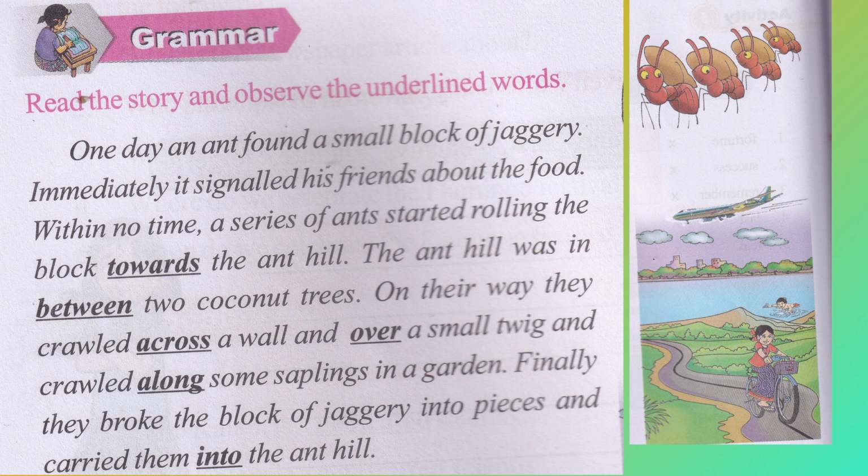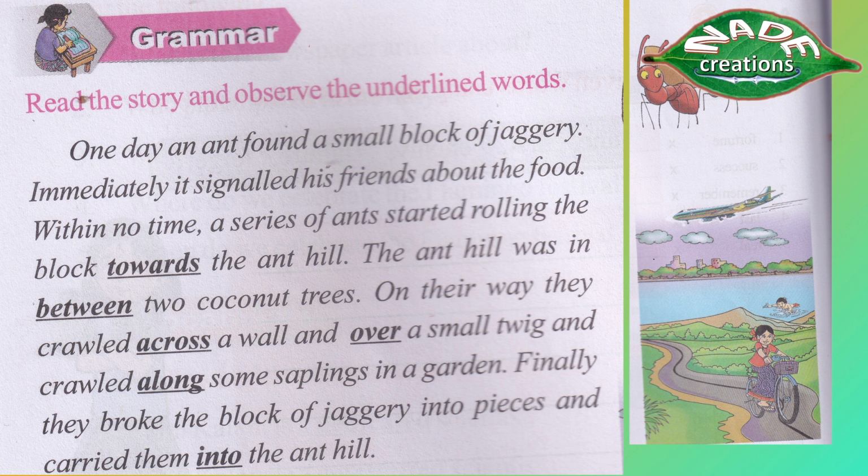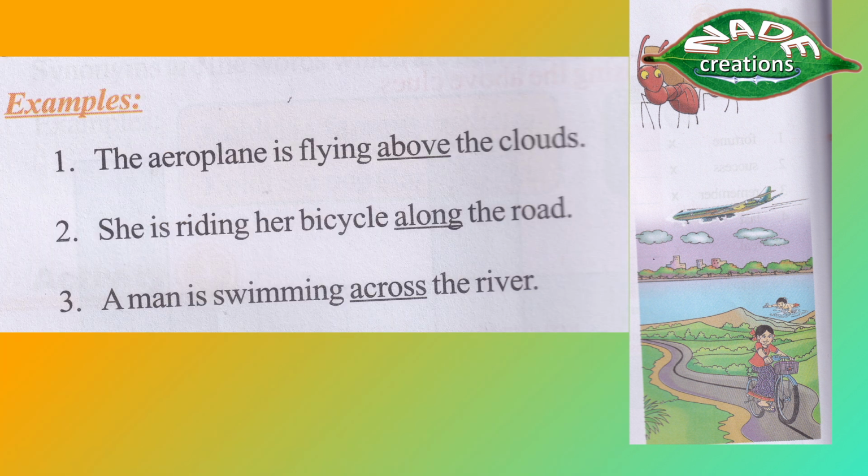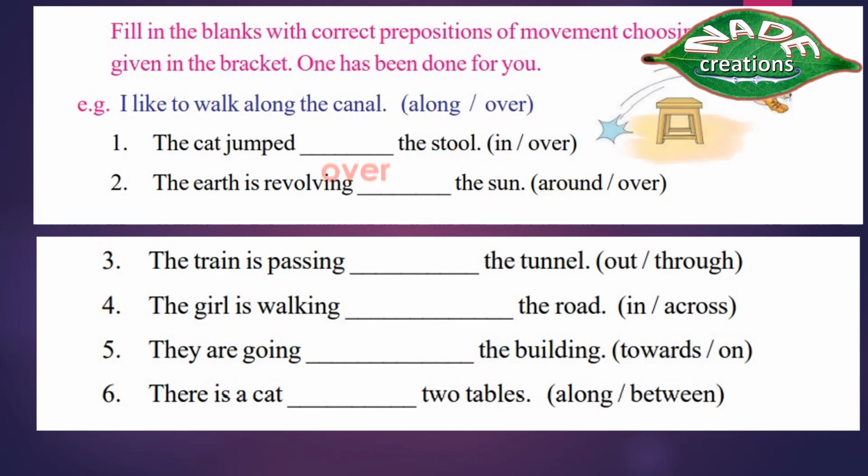The underlined words are prepositions, and they denote movement, hence they are called prepositions of movement. Example: The aeroplane is flying above the clouds. She is riding her bicycle along the road. A man is swimming across the river. Fill in the blanks with correct prepositions of movement, choosing the word given in the bracket. One has been done for you.